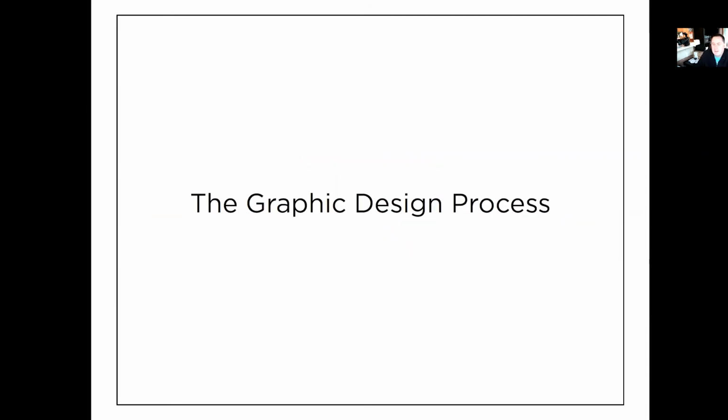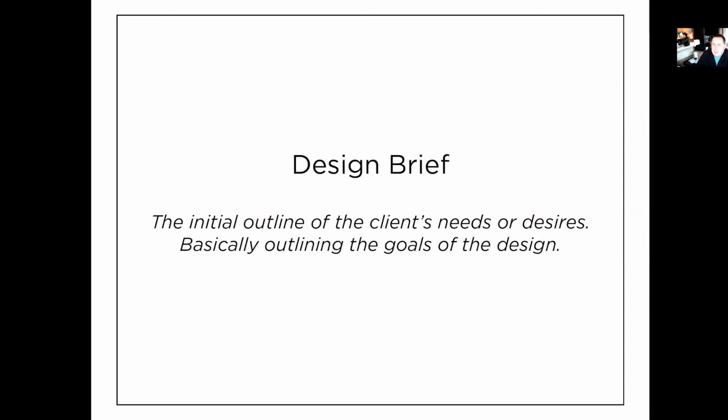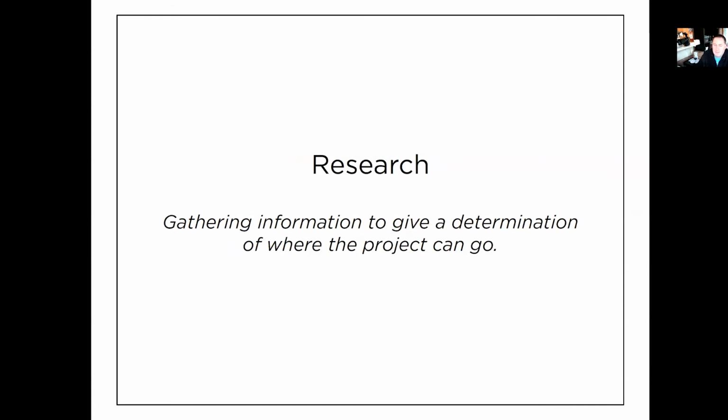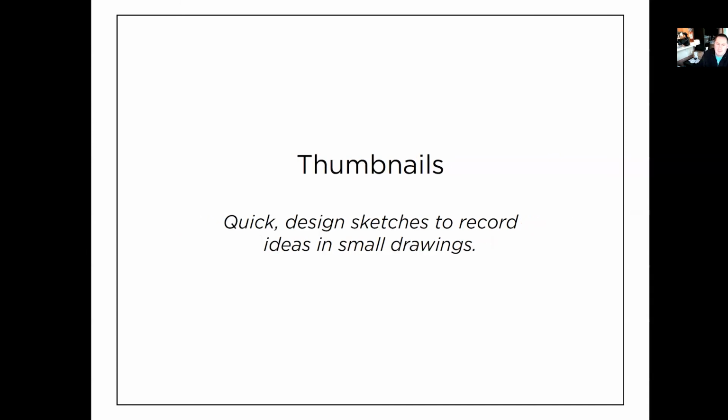All right, the graphic design process. We're dealing with the design brief. When you deal with the whole process, you're dealing with how to communicate with the client. When you know all the information, you give the designer or the client a design brief, initially outlining the client's needs or desires, basically outlining the goals for the design. It's budget, all that kind of stuff. You want to do the research, gathering information to determine where the project can go. What the client's all about, what its audience is all about.